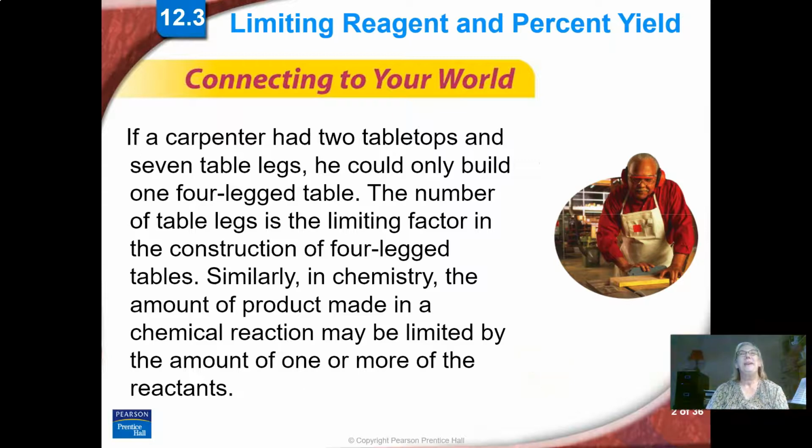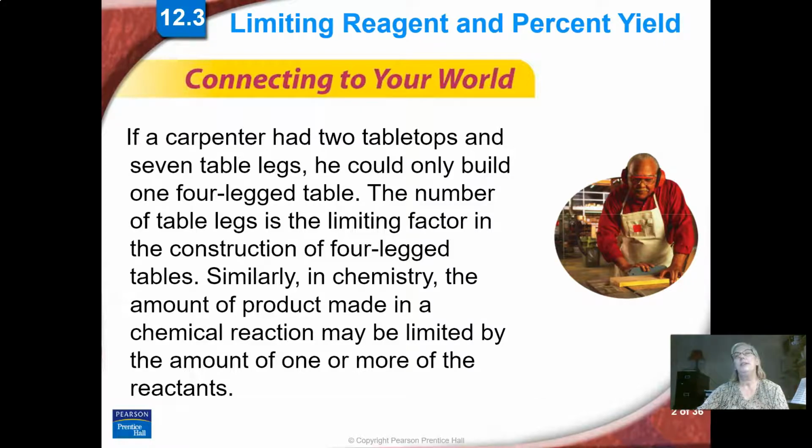Okay, I want to talk to you guys about limiting reagent and percent yield in this section. So if you were a carpenter and you wanted to make tables and you had 2 tabletops with 7 table legs, you'd need 8 legs to make 2 tabletops. So your limiting reagent, the thing that you don't have enough of, is table legs, and you can only make 1 table in this situation. So table legs is your limiting reagent for tables.